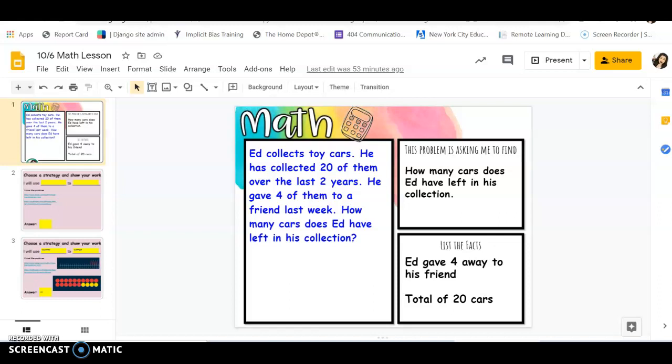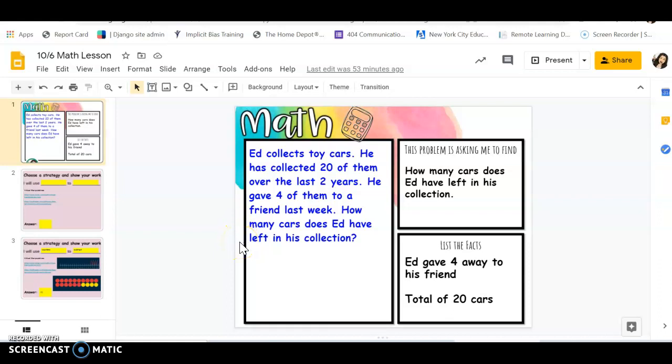In today's lesson, we were going to look back at a word problem that we had yesterday. This is one of the word problems we had. Ed collects toy cars. He has collected 20 of them over the last 2 years. He gave 4 of them to a friend last week. How many cars does Ed have left in his collection?